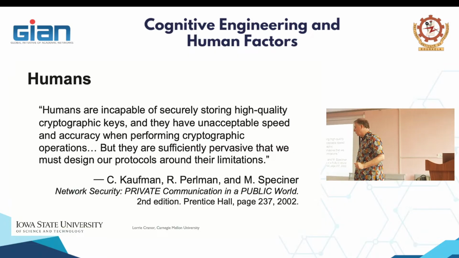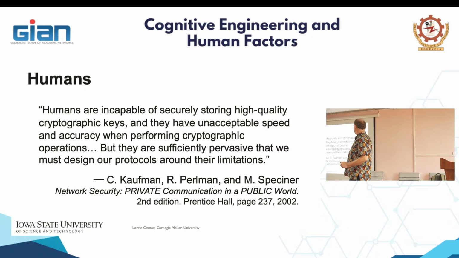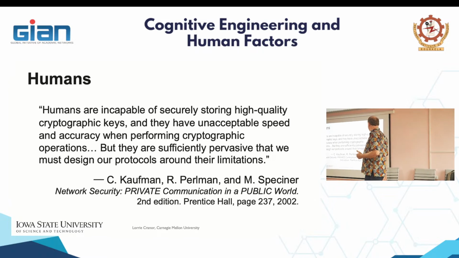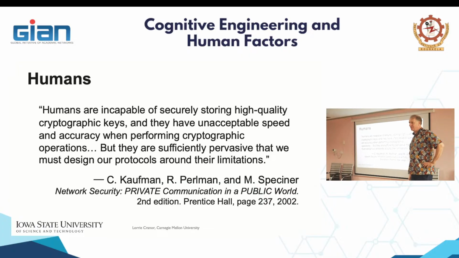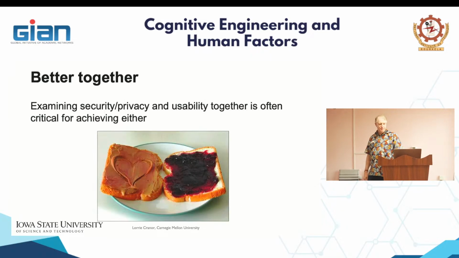She talks about the trouble with being human. Humans are not capable of cryptographic keys. They have unacceptable speed and accuracy. But humans are sufficiently pervasive that we have to deal with them. Right? So the humans are around, but they're not very good at security.